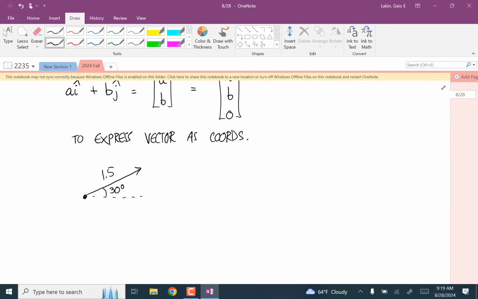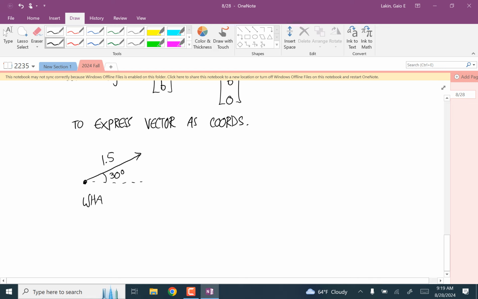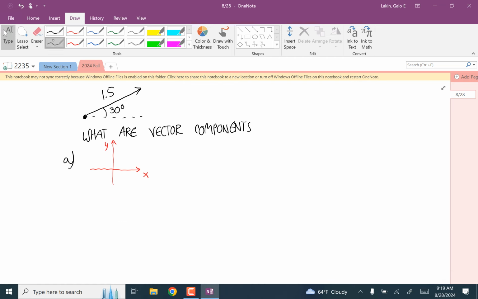So what are the vector components, first in a coordinate system like this, the one we're used to, and then second, in a coordinate system like this, where this x-axis is 30 degrees from the horizontal.